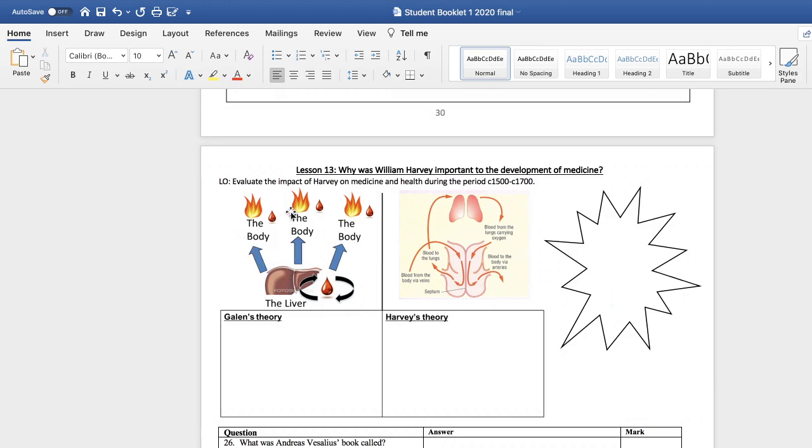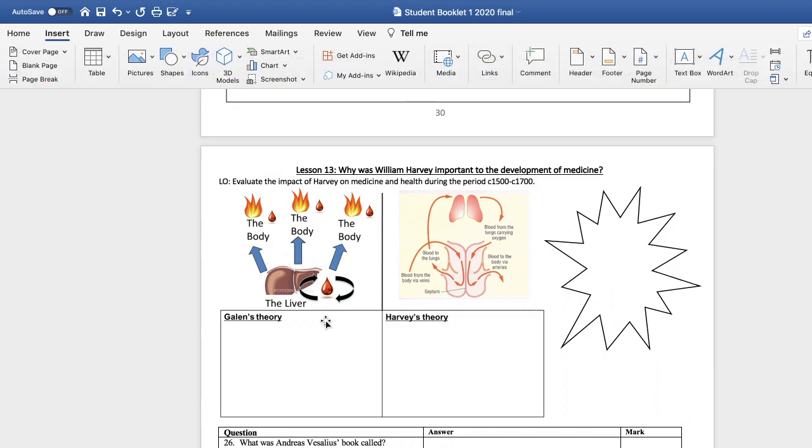Now, what you should notice here is that there is not this idea of blood ever coming back. It's just blood going off forever, suggesting that Galen thought that the liver had an endless supply of blood. I'm not writing this in there just because it is on the PowerPoint, so I'll put it up in a second. So he believed that the liver produced the blood and sent it off around the body, suggesting that the liver had this endless supply of blood.